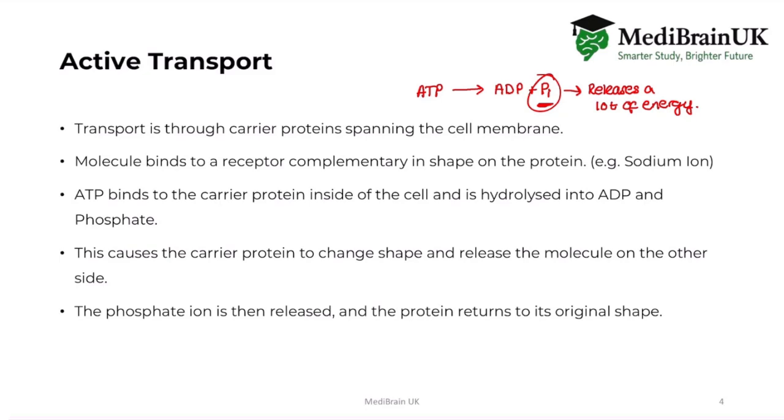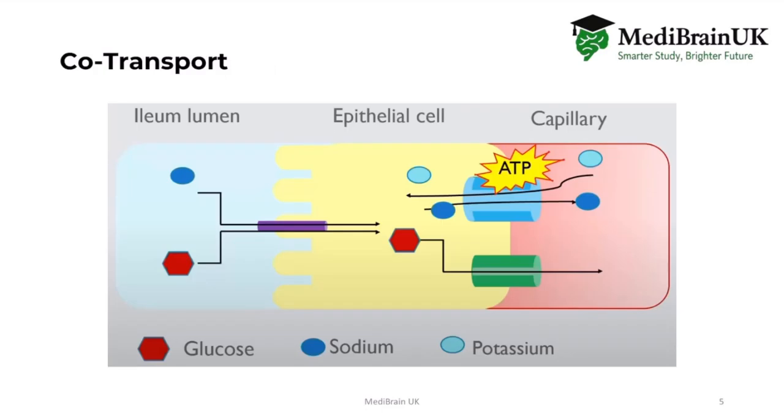Okay? If you have any questions on active transport, please let me know. What we're going to do now is move on to co-transport. And co-transport is basically a type of active transport which you explicitly need to know about. Okay, and this is your co-transport. And again, I'm going to go through the steps and link to this diagram every now and then.